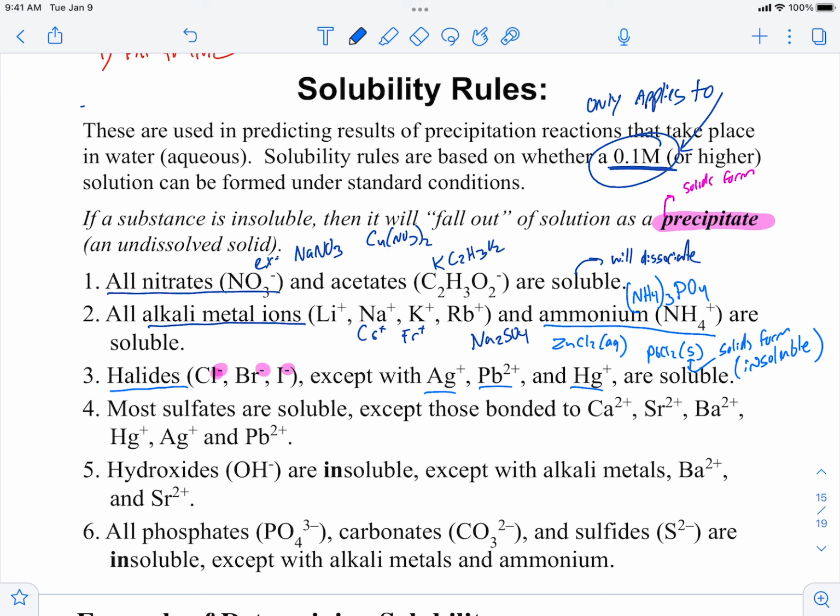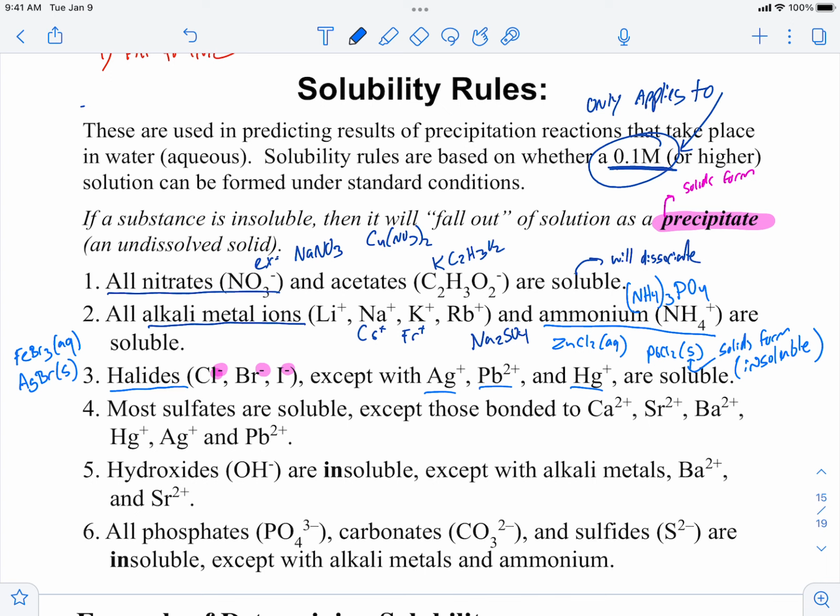All right. Since we're here, I'll give you another example of that. Iron 3 bromide. It's a bromide. The metal is not one of the exceptions, so therefore this is aqueous. It is soluble. But AgBr is not soluble. It will form solids, and that's why we write an S. Is this making sense how this works? Okay.